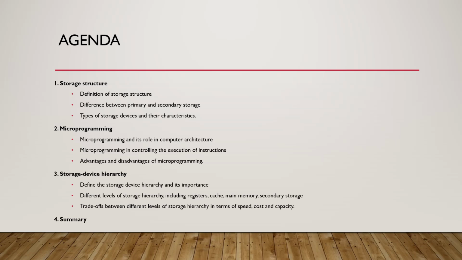Under the last topic, which is storage device hierarchy, we have defined the storage device hierarchy and its importance, different levels of storage hierarchy including registers, cache, main memory, and secondary storage, trade-offs between different levels of storage hierarchy in terms of speed, cost, and capacity. And then we will conclude our today's tutorial.